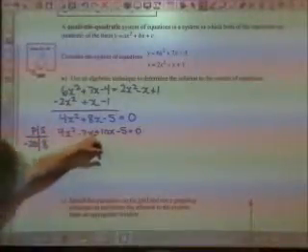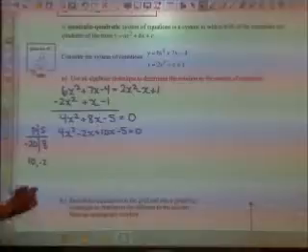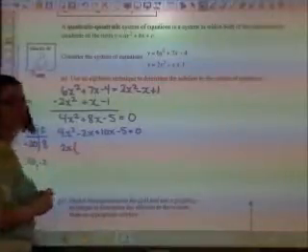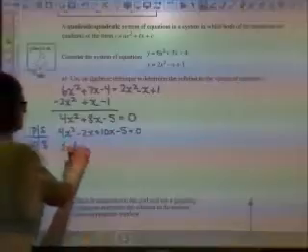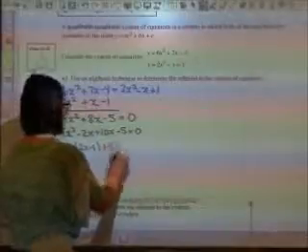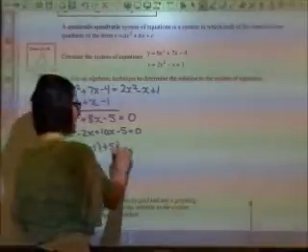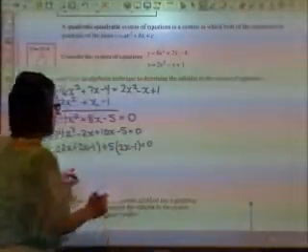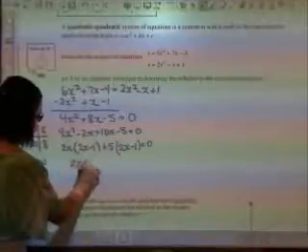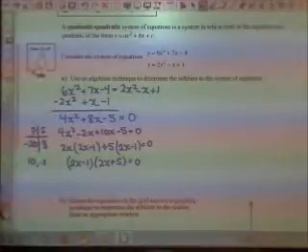So I group the first two together. What's common to 4x squared and negative 2x? 2x. And what would I be left with? 2x minus 1. And what's common to 10x and negative 5? 5. And if I've done this correctly, the hope is that I would get a 2x minus 1 again, which I do. So then my factored form is 2x minus 1 and 2x plus 5.